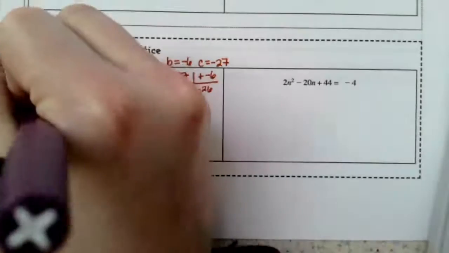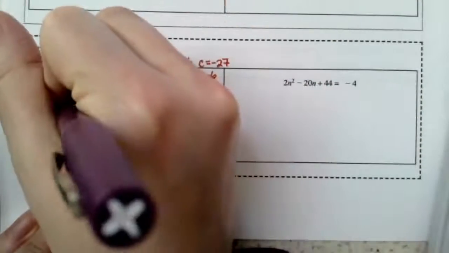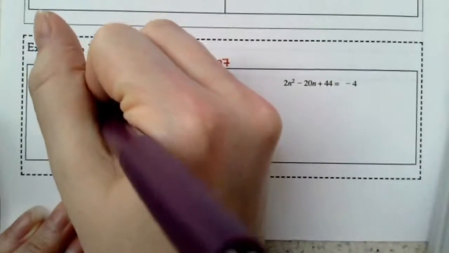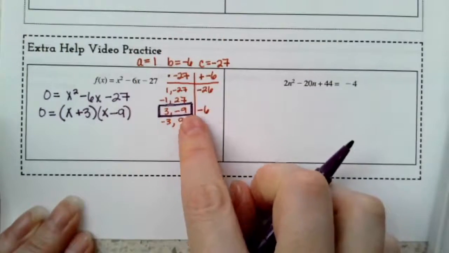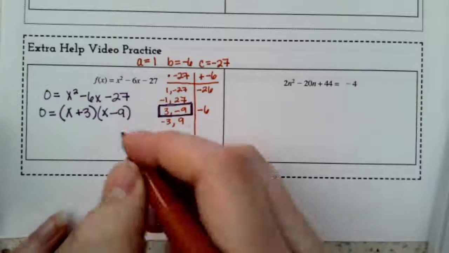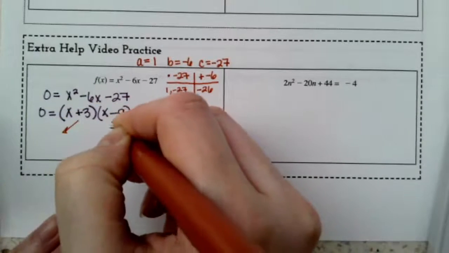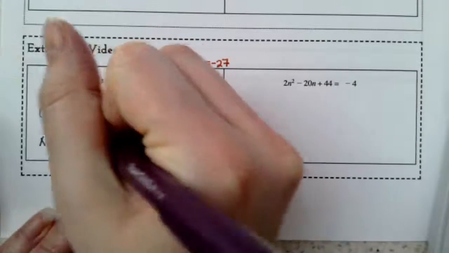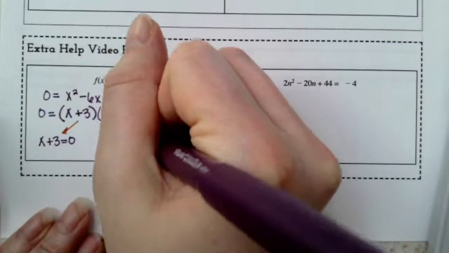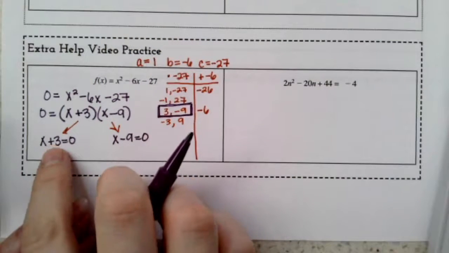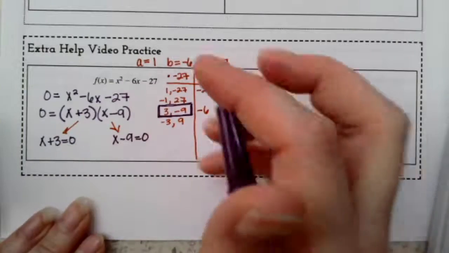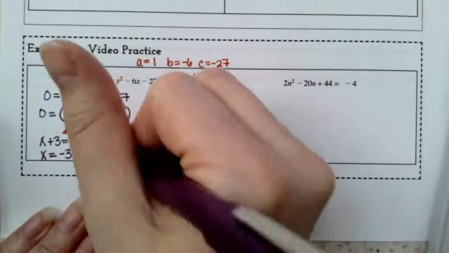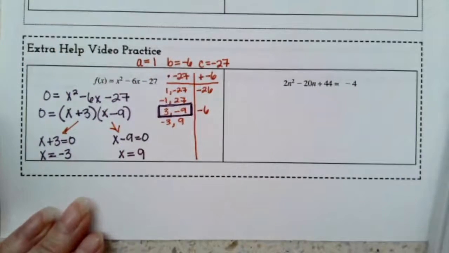We're going to write that in our factored form. So 0 equals x plus 3 and x minus 9. And then we're just going to break these into its pieces equal to 0. So x plus 3 equals 0, and x minus 9 equals 0. If I subtract 3 from both sides, I get negative 3. If I add 9 to both sides, I get 9.